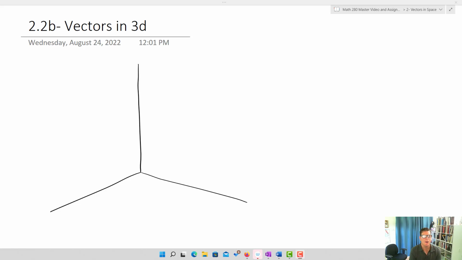All right, welcome Calc 3 students. We're going to be looking at 2.2b, and this is vectors in 3D. So this continues on our graphing in 3D work. This one's going to be pretty short because it just builds upon that previous section or that previous video.